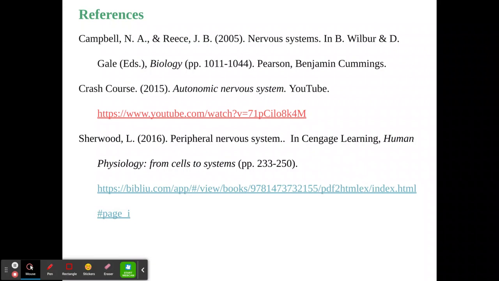Okay, so these are my references for this presentation. I used my AP Biology textbook extensively, especially for the images. I watched a video to refresh my understanding of the autonomic system that was brought to you by Crash Course on YouTube. And then I also used our class textbook, specifically the peripheral nervous system chapter in that. That textbook is titled Human Physiology from Cells to Systems.